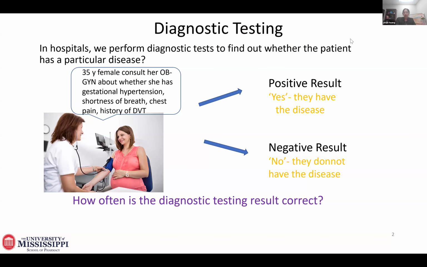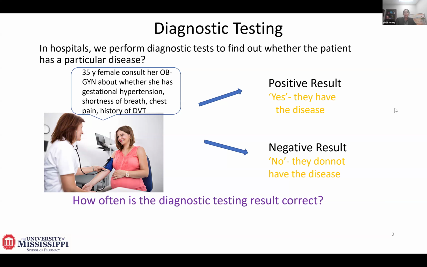Before going to today's presentation, I want to share with you one simple clinical scenario. As a future pharmacist, you will have opportunities to work with clinicians in hospitals in terms of integrating the results of diagnostic testing. In one scenario, there is a patient, a 35 years old female, consulting with her OBGYN about whether she has gestational hypertension and other symptoms because she's 35 years old and pregnant.